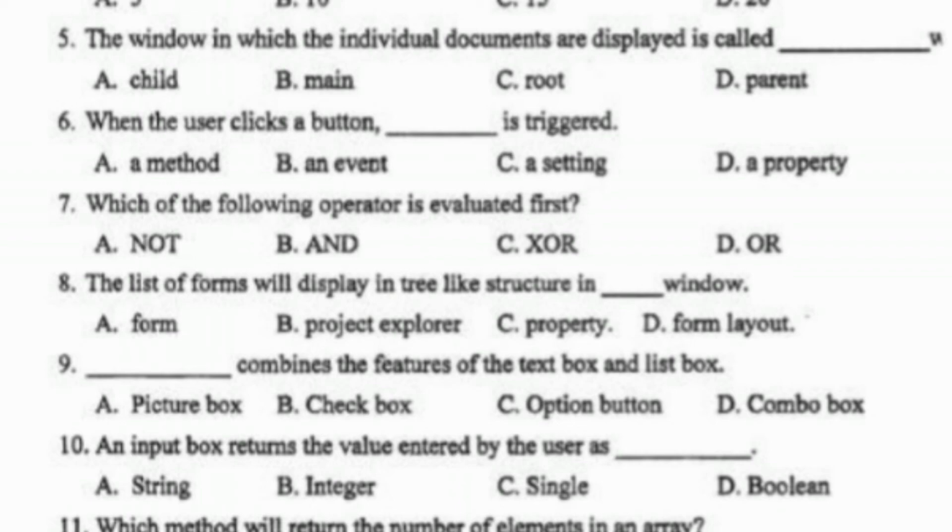The window in which the individual documents are displayed is called child. When the user clicks a button, dash is triggered. An event. Which of the following operators is evaluated first? Not. The list of forms will display in a tree-like structure in dash window. Form layout. Dash combines the features of text box and list box. Combo box. An input box returns the value entered by the user as string.